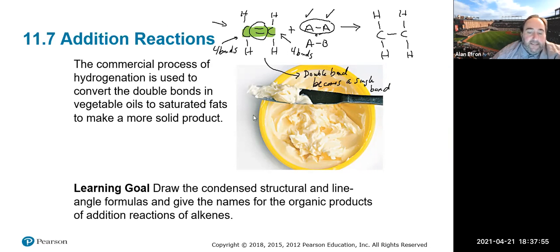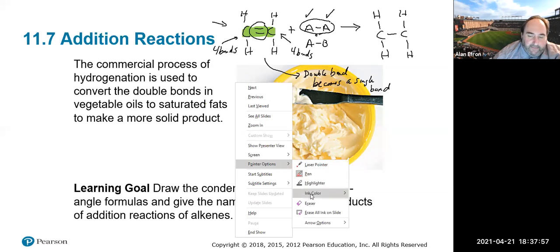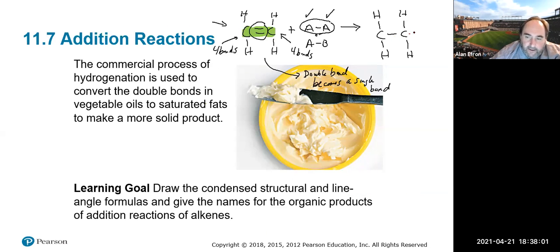So what happens is one of those A's in my example, whatever A may be, will end up coming in on the one carbon where we made room for it. The other A, whatever it may be, will come in at the other carbon where we made room for it. We have just gone from an alkene to an alkane. I'll spit that out. There we go. Any questions on that?